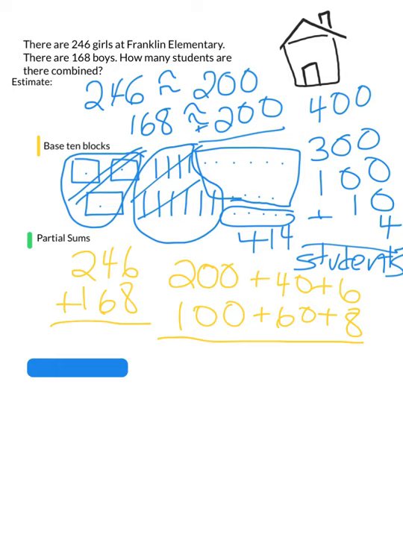When I start with the hundreds, 200 plus 100 is 300. And then 40 plus 60, 4 tens plus 6 tens, is 100. And then 6 plus 8 ones is 14 ones. So then I could add 300 and 100 together, which is 400, plus 14 ones is 414 students. And normally I would label that, but we are running out of room. Remember, always label your work. No naked numbers.